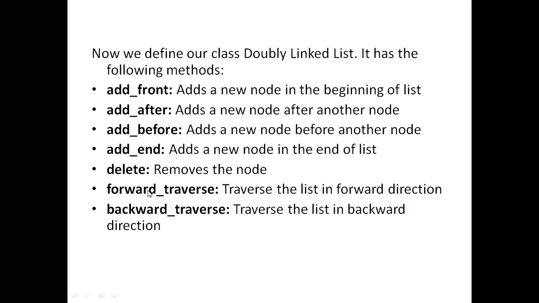Next is traversing. In a single linked list, traversing means only in one direction, from head to tail, from the first node to the last node. But here we have two directions. One is the forward direction, another one is the reverse or backward direction. So there are two traversals: forward traverse and backward traverse.